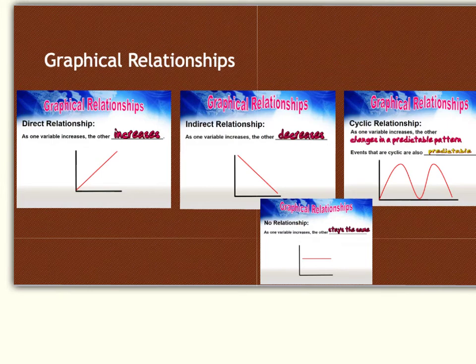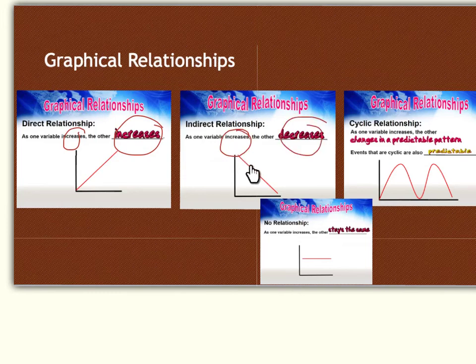We have graphical relationships. So a direct relationship, as one increases, the other increases, and the graph will look like this. So as one variable increases, the other one increases, the graph looks positive. An indirect relationship, as one variable increases, the other decreases. So that will produce that negative slope right there.